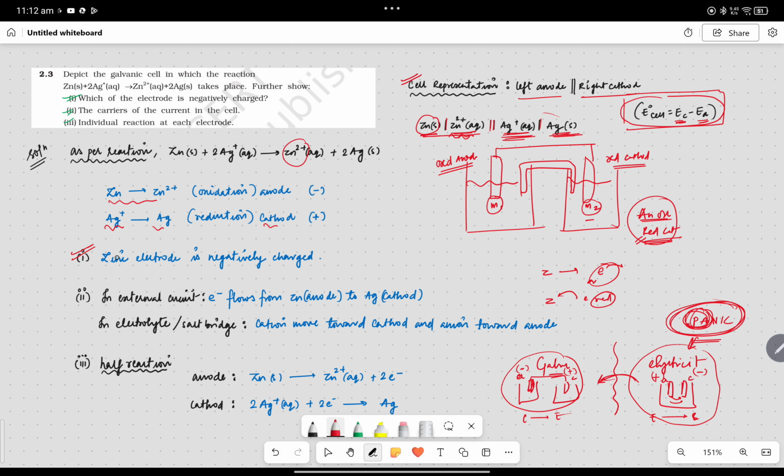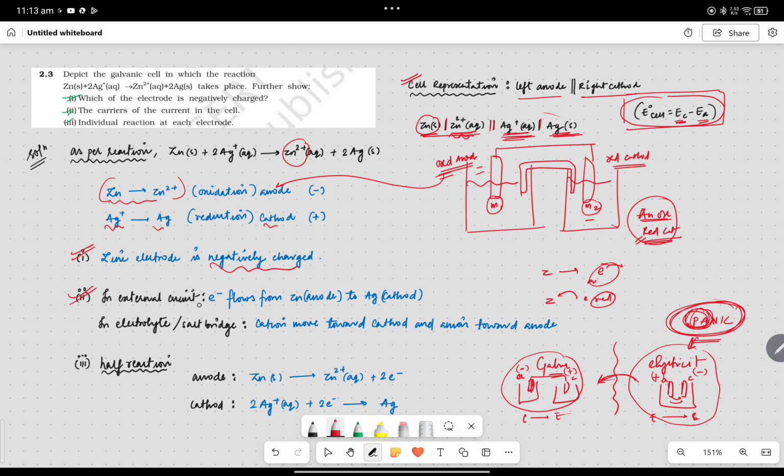So now you can say that at the anode the electrode is going to be negatively charged. That means at the anode oxidation is occurring, and oxidation is occurring for zinc. That means zinc is going to be negatively charged. Okay, simple. First question done. The second question is about the carriers of current in the cell.